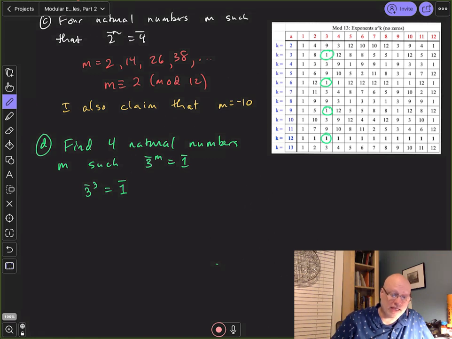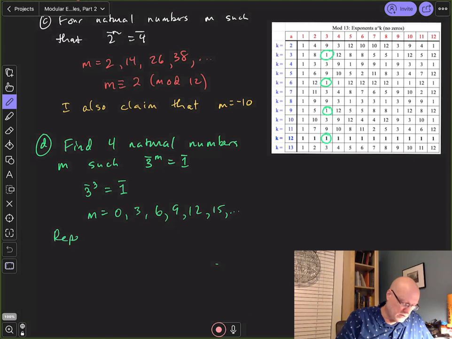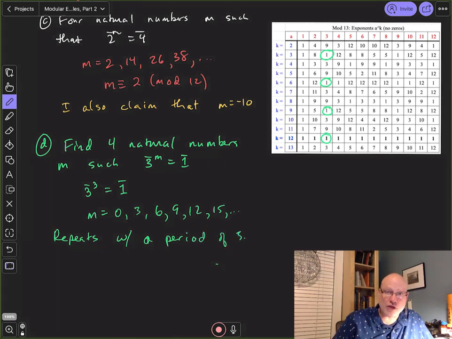So kind of interesting. Little Fermat guarantees that 3 to the 12th is going to equal 1, but it doesn't preclude other values doing the same thing. So we see that our m values, and I'm going to use 0 too, because obviously 3 to the 0, again, we'll use our natural numbers, are 0, 3, 6, 9, 12, 15, so on and so forth. Notice that it repeats with a period of 3. And even though little Fermat guarantees 12, 3 divides 12.